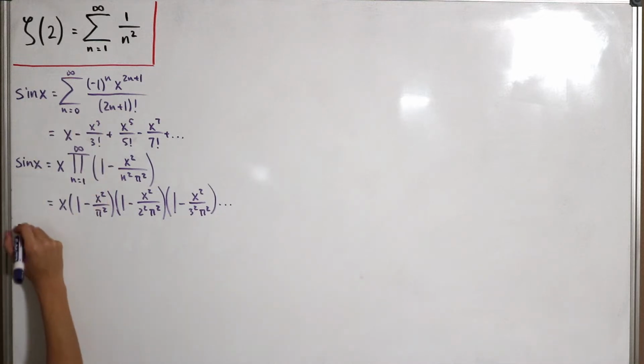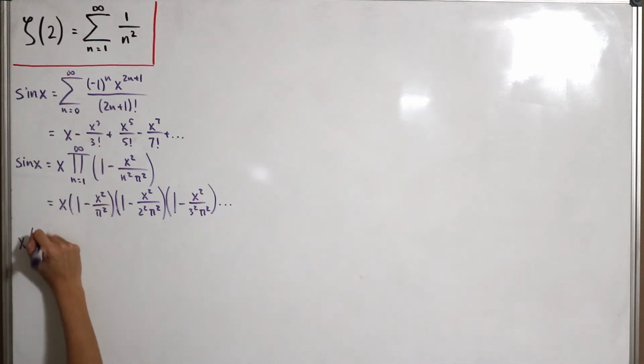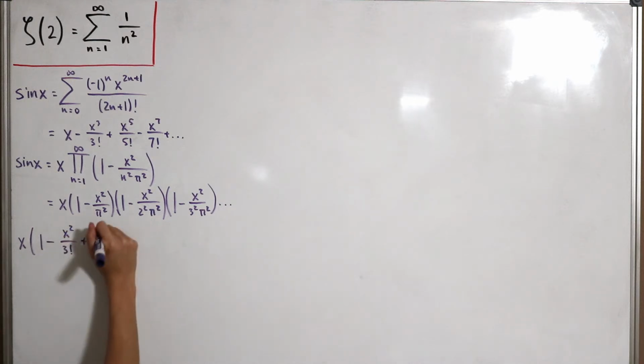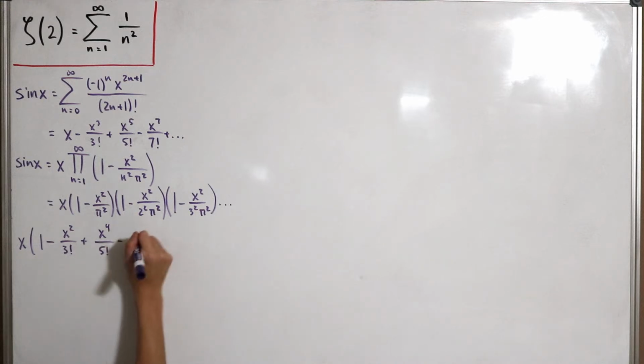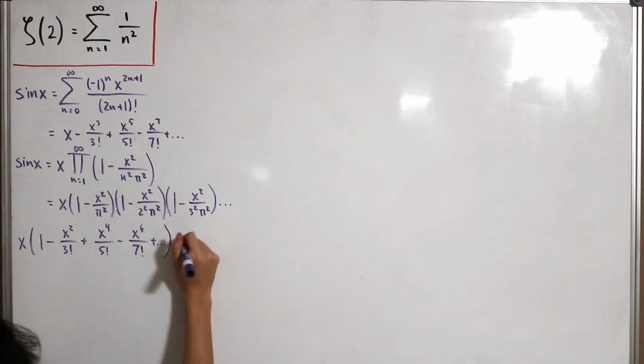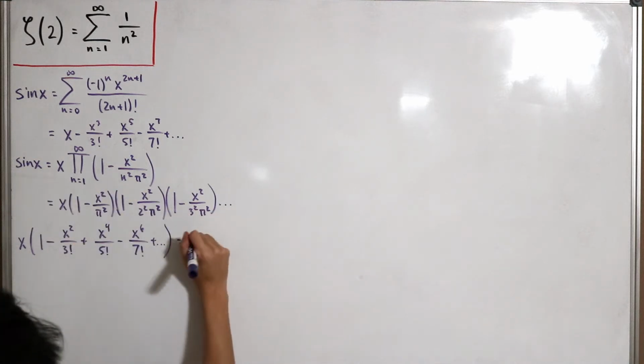So for the left hand side, I'll factor out an x. So we have x multiplied with 1, subtract x squared divided by 3 factorial, add x to the 4th divided by 5 factorial, subtract x to the 6th divided by 7 factorial, and keep this going. Okay, and then we set this equal to the representation over here.